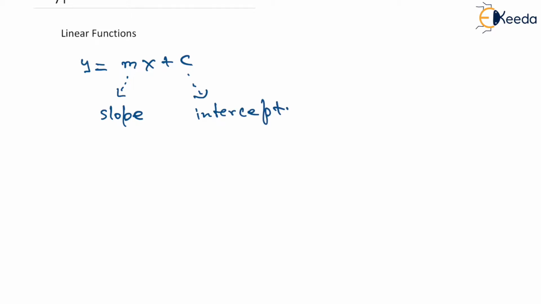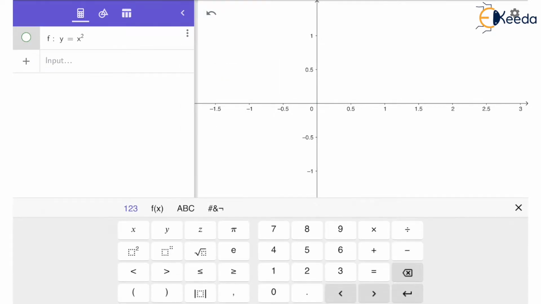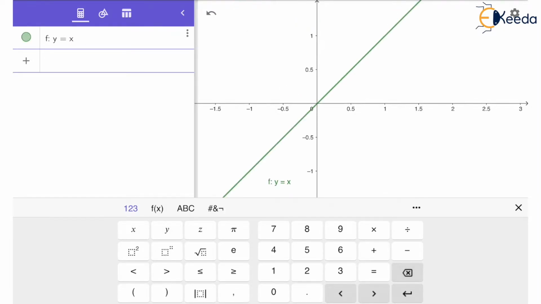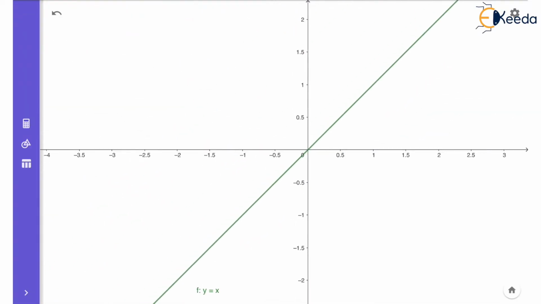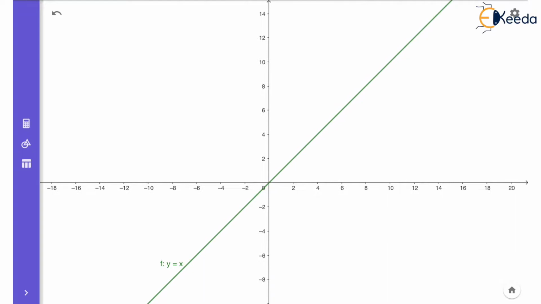Now we'll see the different nature of graphs and the changes and transformations which are possible. Well, this is the first graph we'll start with for a linear function, and we call this the identity function.